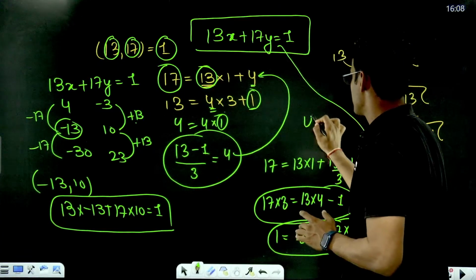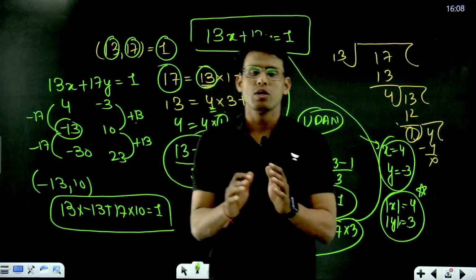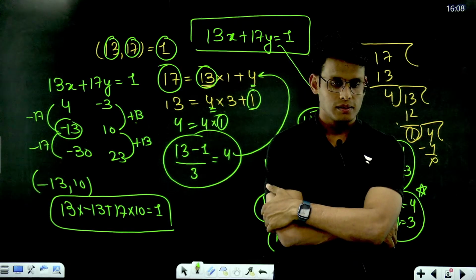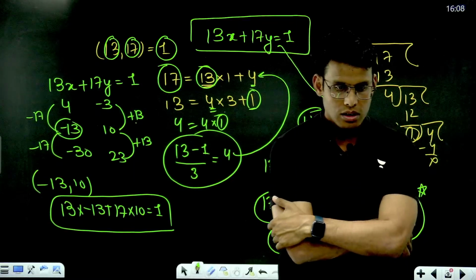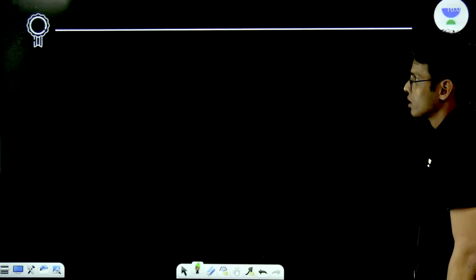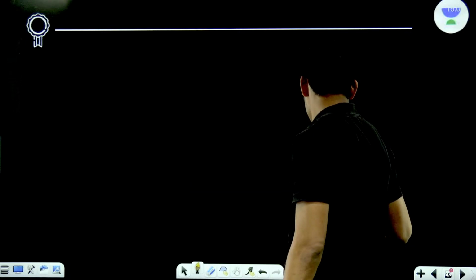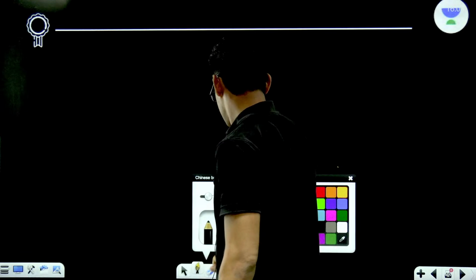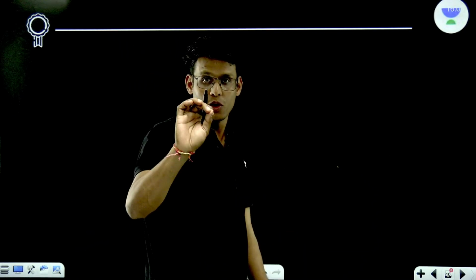Can you write, everybody? If you have understood it, please write UDAN: understood, done and noted. Please. This ISI will be covered. So that I have understood it properly, I have understood.